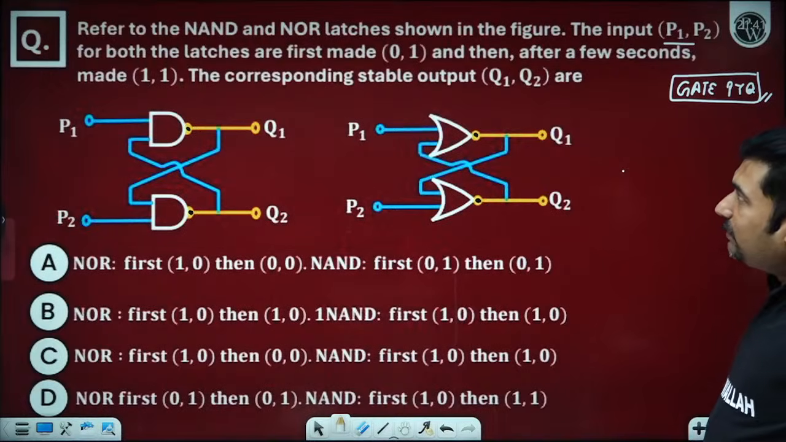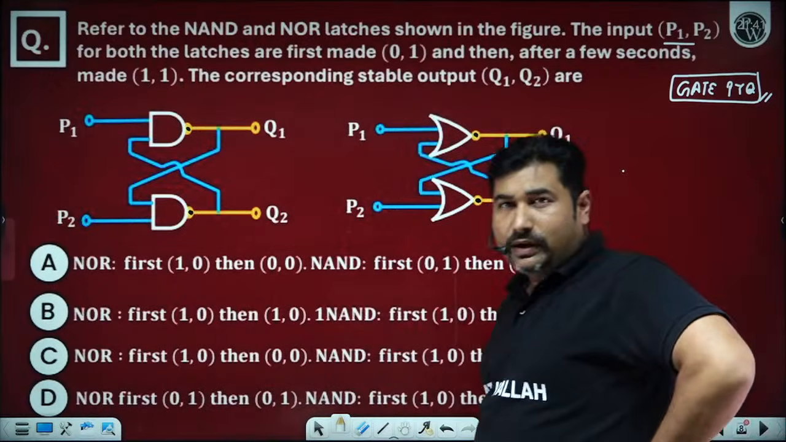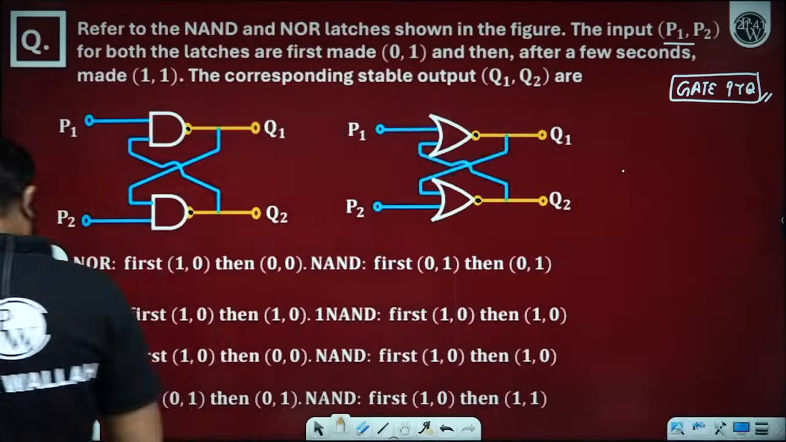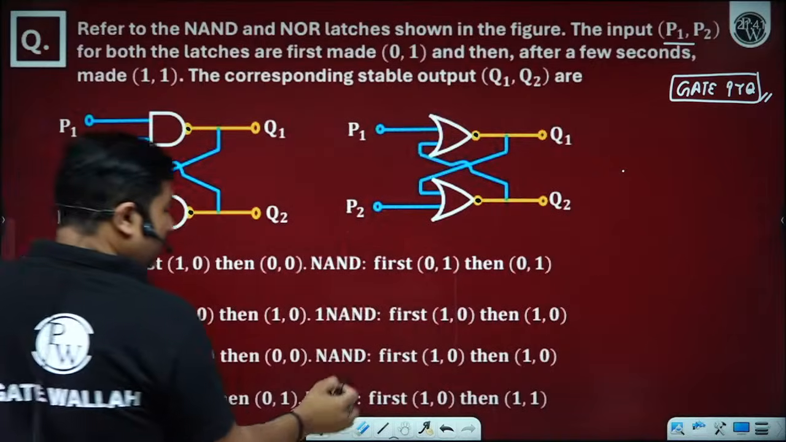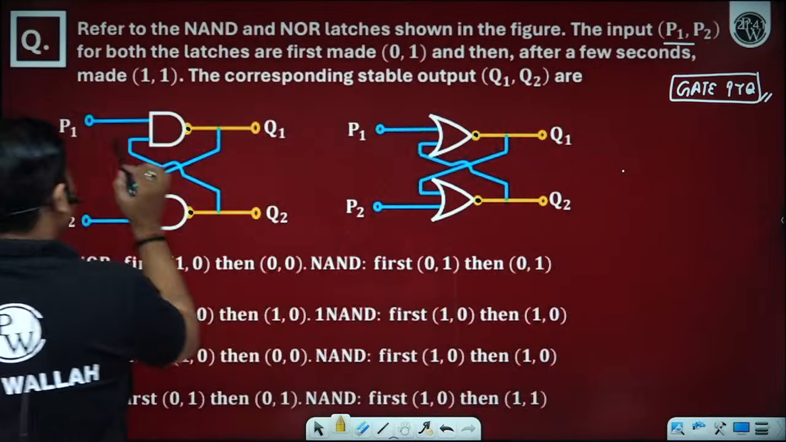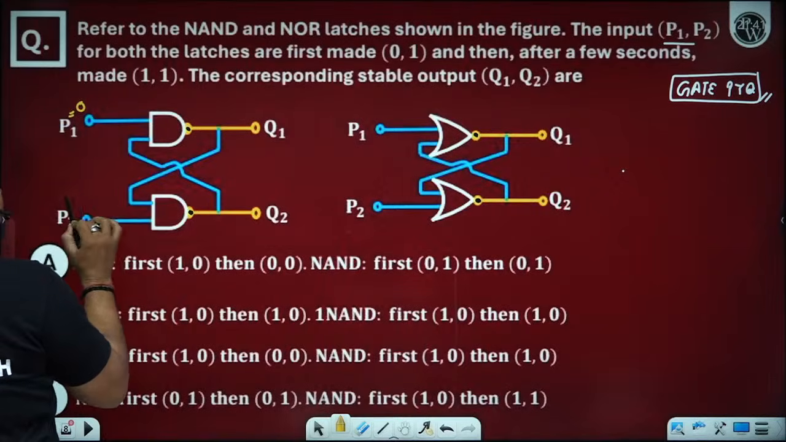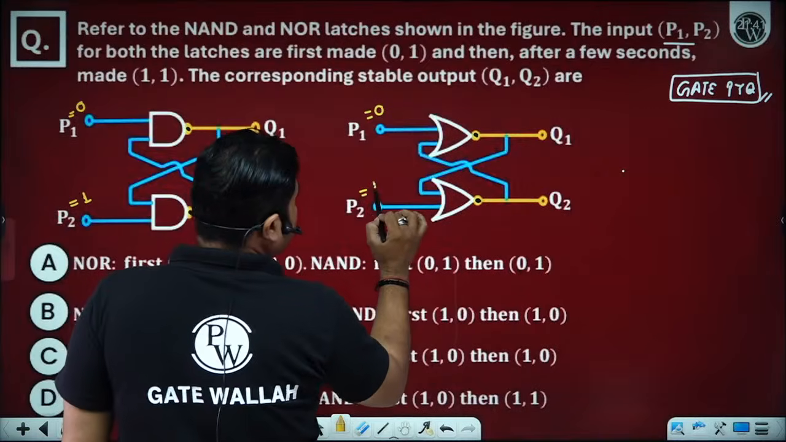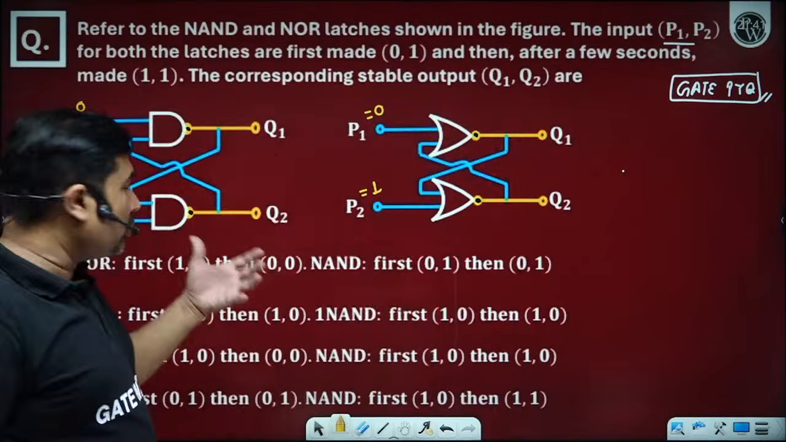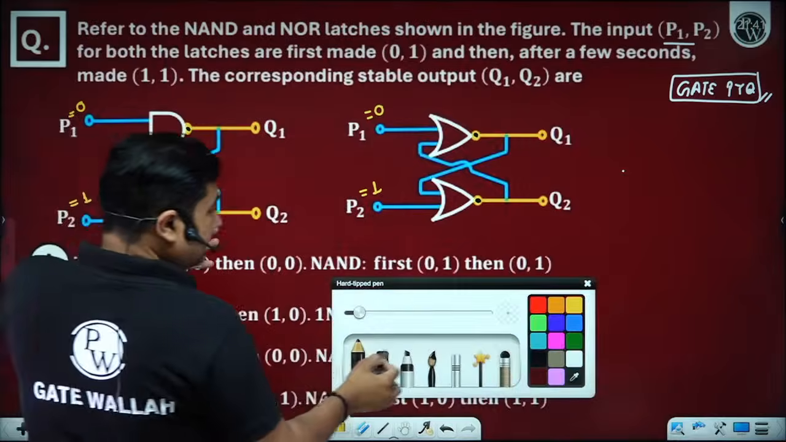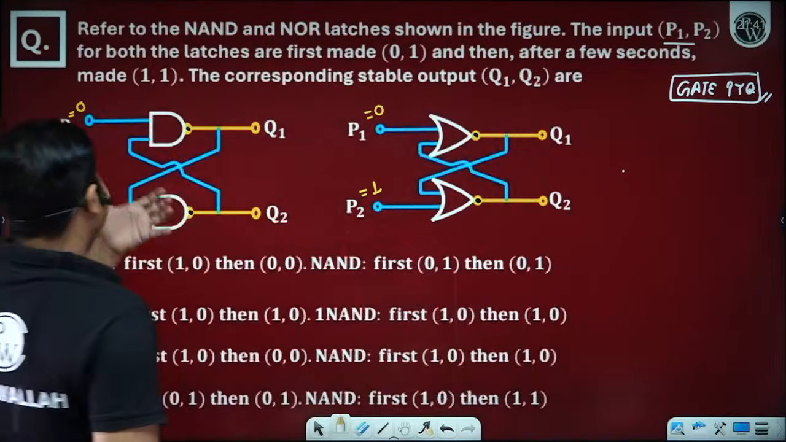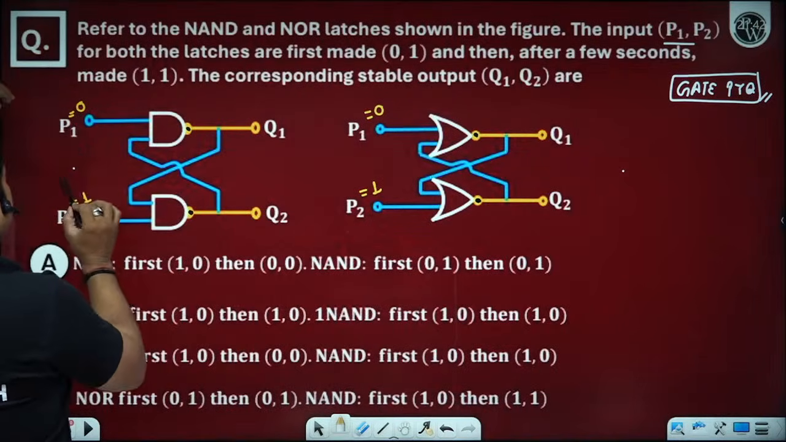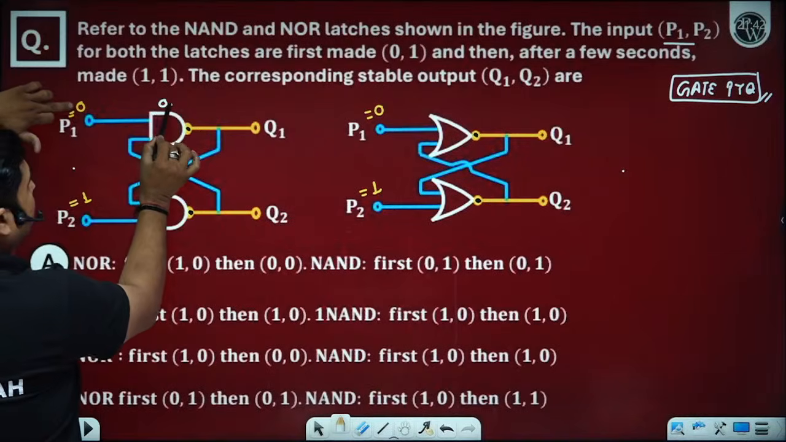First we are going to apply P1, P2 = 0, 1. When P1 is 0 and P2 is 1. For the NAND latch, always follow disable. Disable for a NAND gate is 0. So follow 0. 0 multiplied by anything is 0.